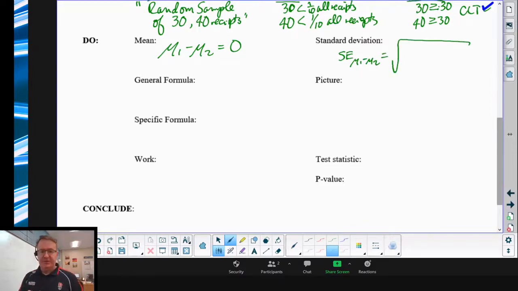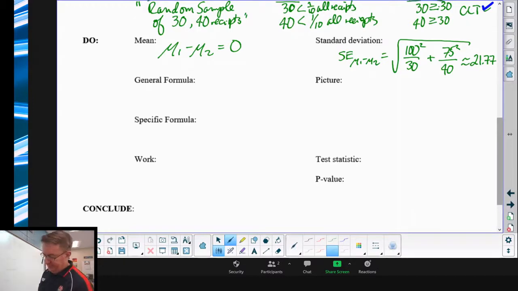I like the slight delay. Sorry, I'm doing this via Zoom. Anyway, so we've got 100 for the first one, and we are going to divide that by the 30. Plus, what was it, 125 for the second one? Check my notes. Oh, 75 for the second one. Okay, and when you go through and do all of that math, that is going to be equal to right around 21.77. I'm going to trust that you know how to plug that in.